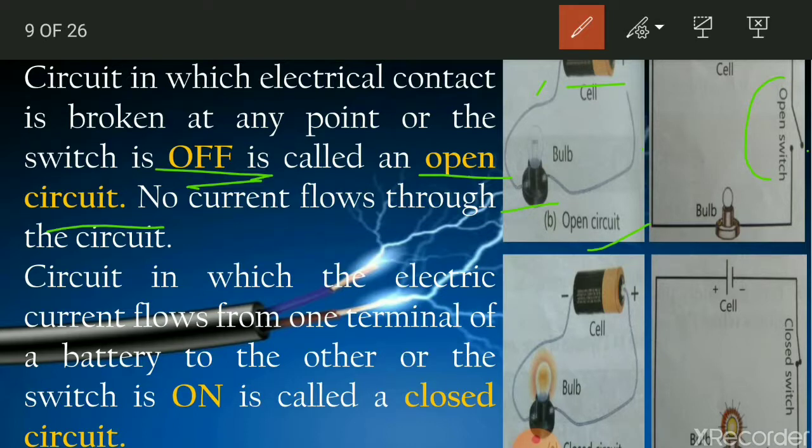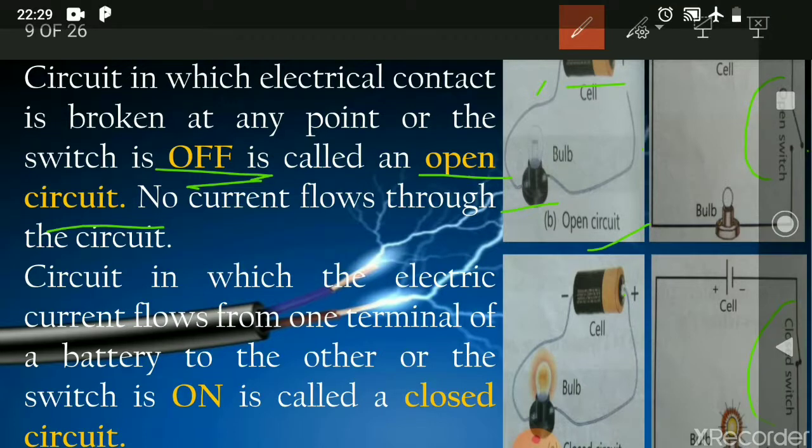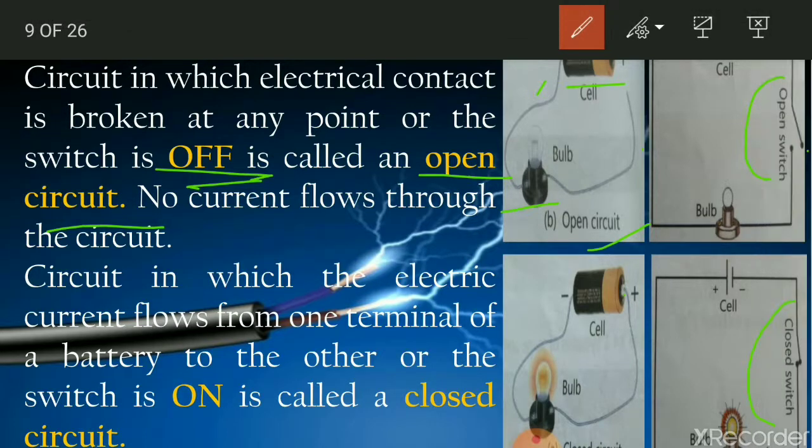Now the circuit in which electric current can flow from one terminal to the other terminal, it means this pathway is not broken. This is a complete pathway through which electric current can flow, or we can say the circuit in which the switch is in closed condition, means the switch is in on condition, then this type of circuit is called a closed circuit.